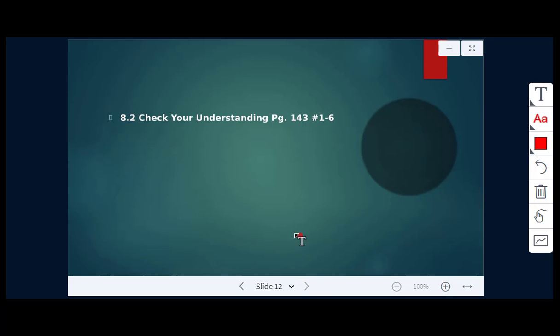All right, so lastly are the questions for 8.2 on page 143, numbers 1 to 6.